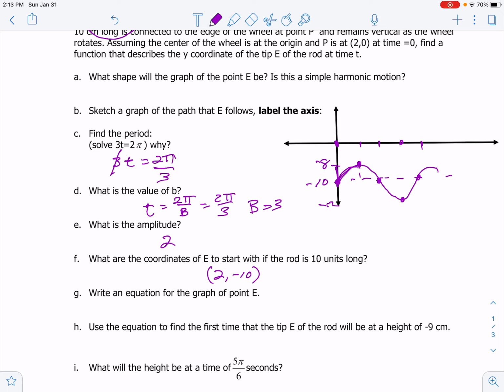Okay, we want to write an equation for E. Now remember, the equation's not dealing with X. That's an X value. We want T. This is in terms of T. All right, so it's Y equals, the amplitude was 2. It's a sine graph because it started in the middle. We said B was equal to 3, and it starts at negative 10. All right, not too bad, pretty easy. Because we know all our graphs, that's why we did graphs first.